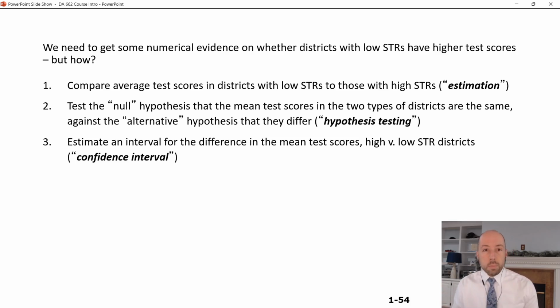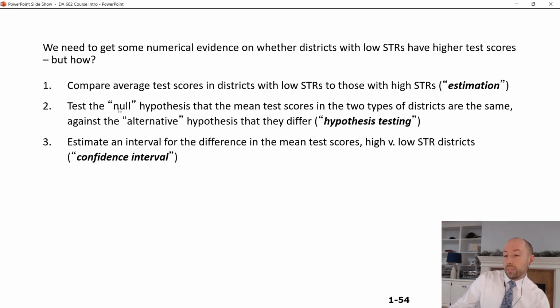Hence we call it estimation, because I'm using the data combined with a simple formula that everybody knows, like add up the numbers and divide by how many there were to get the average. I'm using the data to come up with an estimate for some sort of a population property. Okay, easy enough. And the distance between two groups, the difference there, is an estimate of the difference that the population may have between two comparable groups.